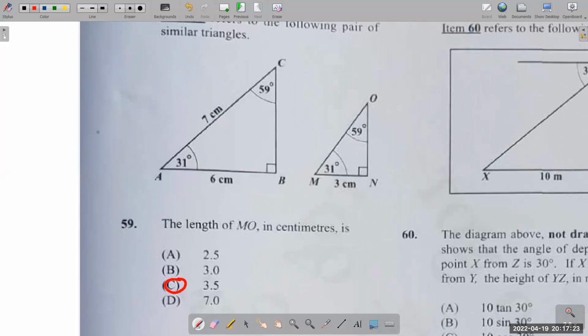This is what we call congruent triangles or similar triangles. Congruent means similar, because the angles are the same. So even though the triangle is smaller, the relationship would be the same. So if this gets half, this is going to get half as well.